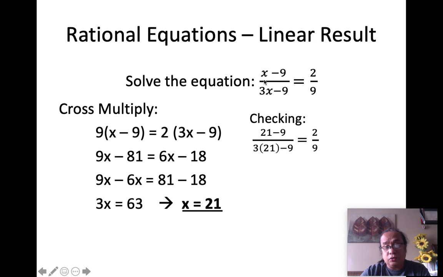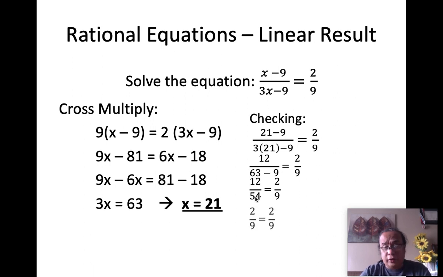Notice I substitute 21 minus 9, and then 3 times 21 minus 9. Now 21 minus 9 gives me 12, and 3 times 21 gets me 63 minus 9. Is that equal to 2 over 9? 63 minus 9 gives me 12 over 54. Is that equal to 2 over 9? In lowest terms, since both are divisible by 6, 2 over 9 equals 2 over 9. So this simply verifies whether your x value is correct.